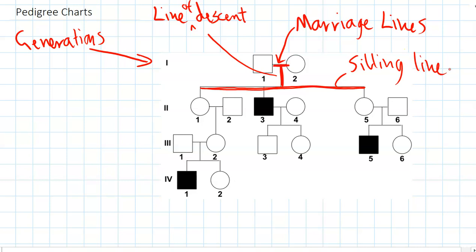And then there's the actual shape of the person, or the shape used to represent the person. So we've got circles and squares. Circles are females and squares are males.